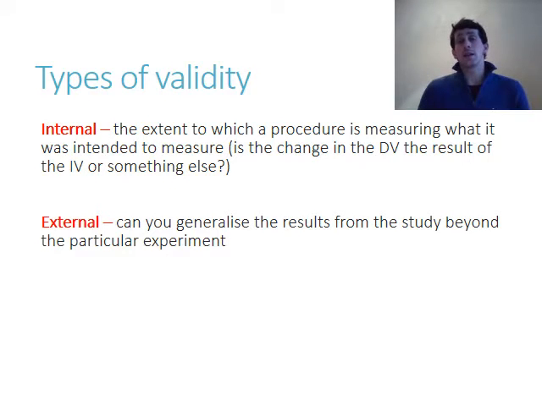Whereas external validity, on the other hand, is all about can we generalize the results. So once we've got our findings, once we've made our conclusions, can we generalize our findings to other populations, other parts of the world, to other genders? Are we able to generalize the results of that study or not? If we can, brilliant, it has high levels of external validity. If we can't generalize our findings, then it's going to have low levels of external validity.